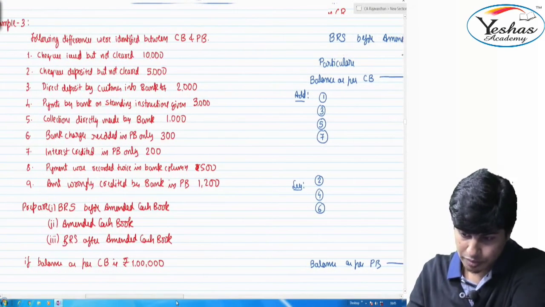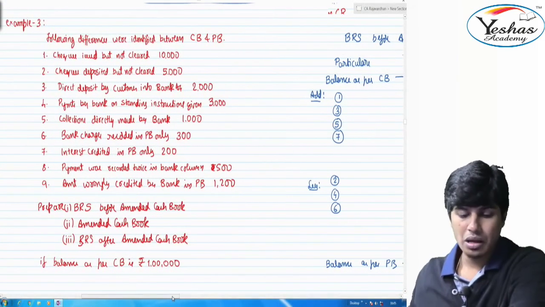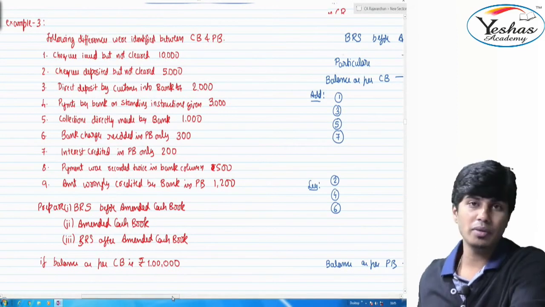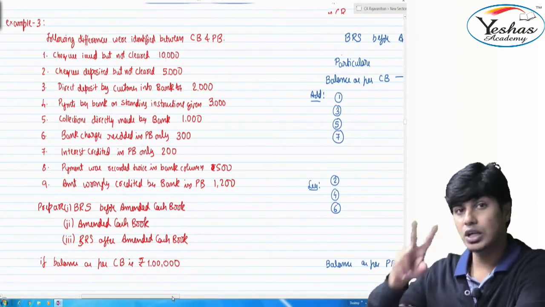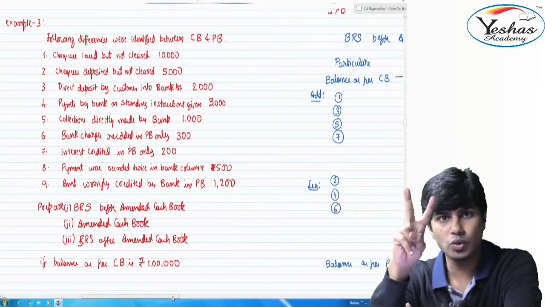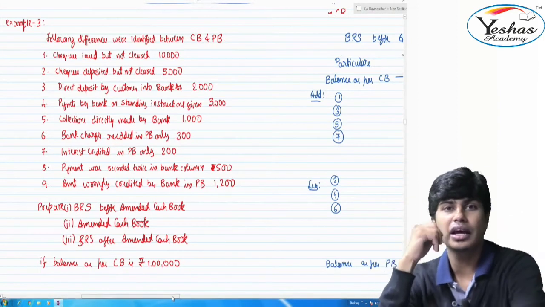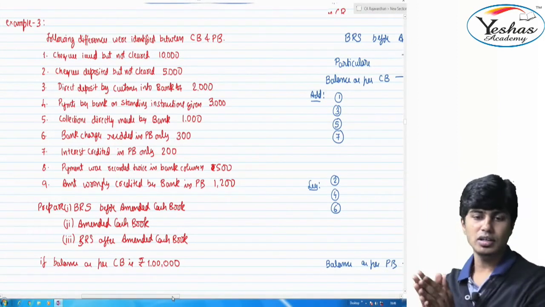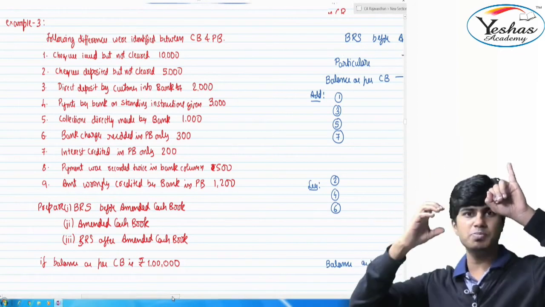Let us go to the next one. Eighth one. Payment was recorded twice in the bank column. There is a specific payment which was recorded twice in the bank column. When it is recorded twice in the bank column, what would happen? See, once you record it, the cash book will decrease, passbook will decrease.